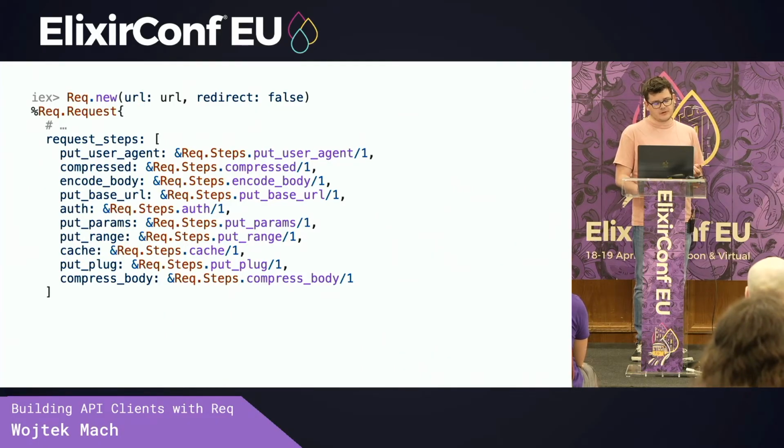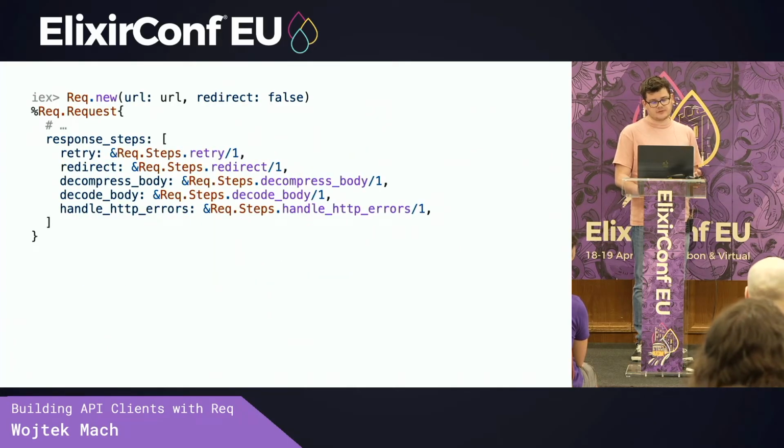But the important thing here is we have all of the steps in order, and steps are just functions. Each feature of the client is basically a function, so it has its own documentation, for example, usage examples. You can look at each function individually and see what it does. So we have request steps, which happen before we make the network call. And after we get a response from the server, we get response steps.